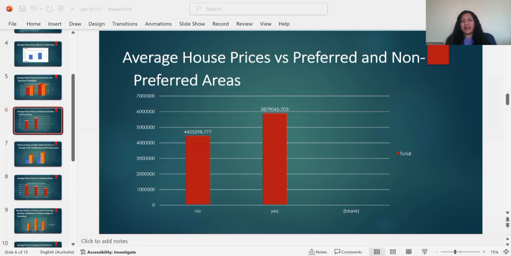Location is a critical factor, as this chart, average house prices with preferred and non-preferred areas, demonstrates. There is a strong positive correlation between the house being in a preferred area and its price. The average price of a house in a preferred area is $5.88 million, which is substantially higher than the $4.43 million for a house in a non-preferred area.